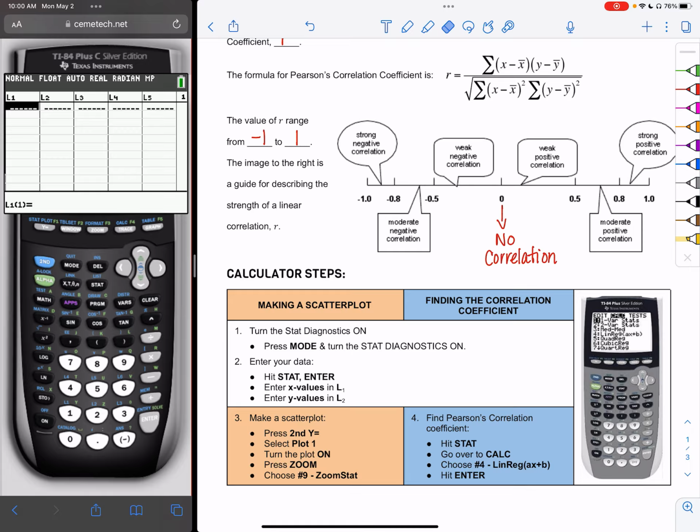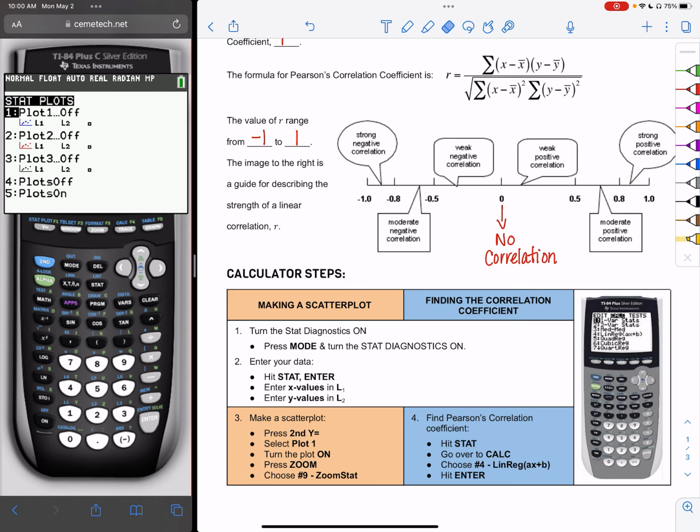So you will have to turn your plot on. You'll have to press second, Y equals, and then you are going to go to number 1. You're going to turn your plot on, and then you're going to select the type of plot that you want. Very similar to how we did box and whisker plots. And the scatter plot is the first one there.